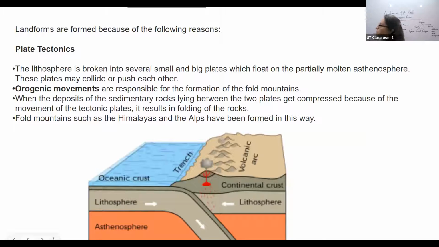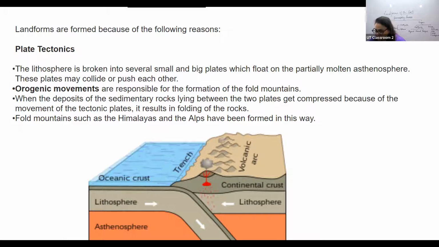Now, landforms are formed because of the following reasons. Plate tectonics. The lithosphere is broken into several small and big plates. Different plates are there, like how a jigsaw puzzle is. Like that, there are different plates which float on the partially molten asthenosphere, which means what? Partially molten. Why do they float?